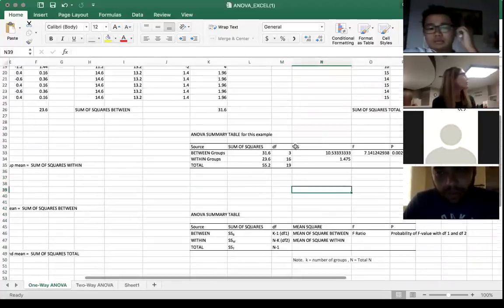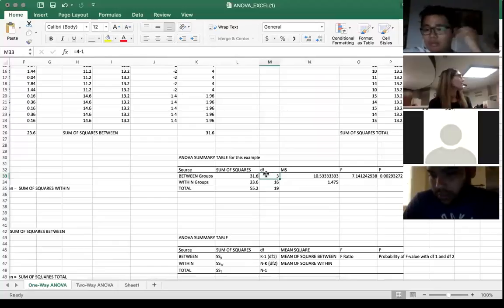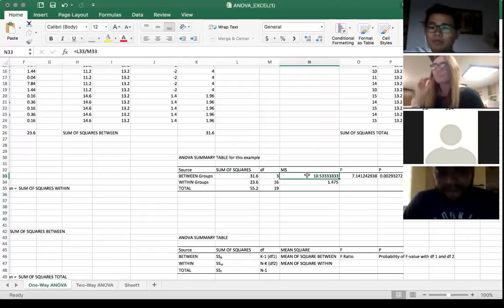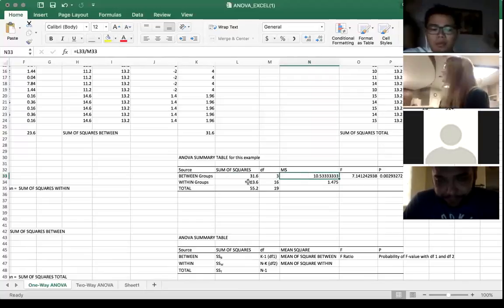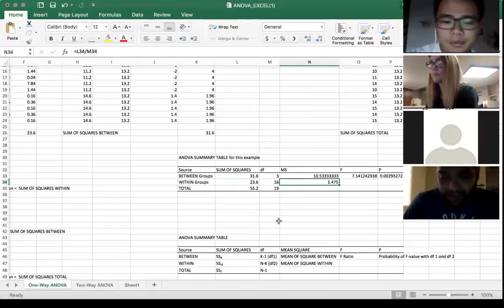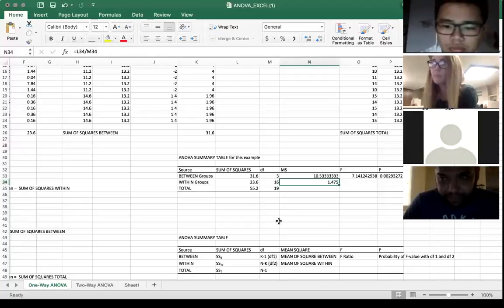Okay. So now that you have the divider here, we can divide the between group sum of squares by degrees of freedom, which gives you 10.53. The within group sum of squares divided by degrees of freedom gives you the 1.475, right? And now remember how we said we're comparing between group variation and within group variation. So Lauren, now finally we are about to answer your question, right? Now we compare these two proportions. Is there more between or is there more within?